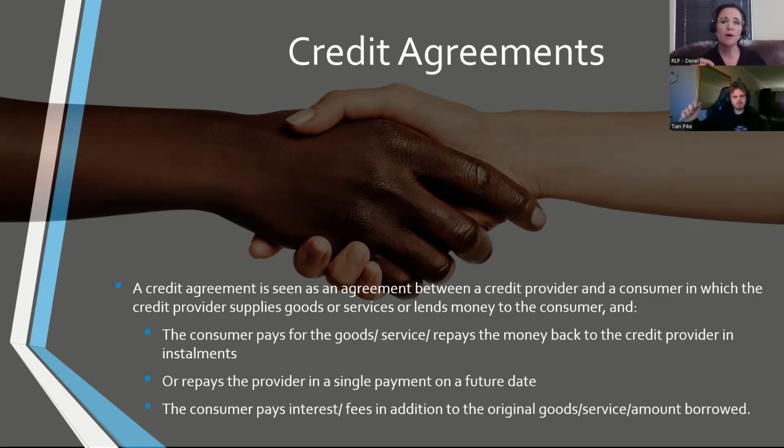But the important part comes where the consumer does not only repay the original amount that they borrowed, they also pay interest and additional fees to the original goods, because that's the whole reason that the credit provider is willing to obviously grant this credit, because they will make money from the interest that they charge.